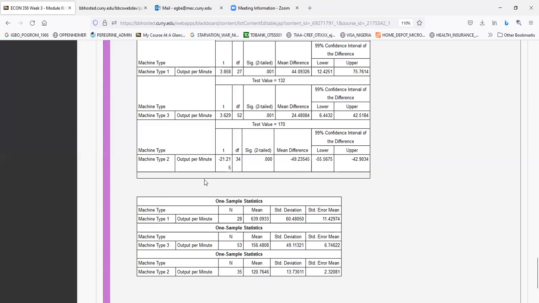Now you see here that the t-value here is negative. Ignore the negative sign. Use the absolute values. All right? Any other question?